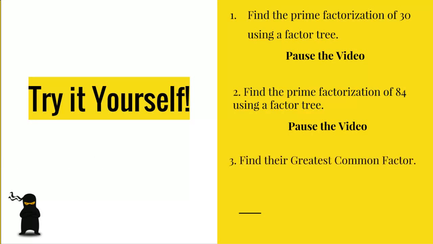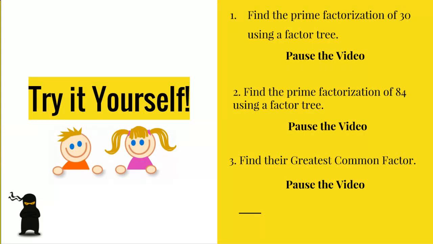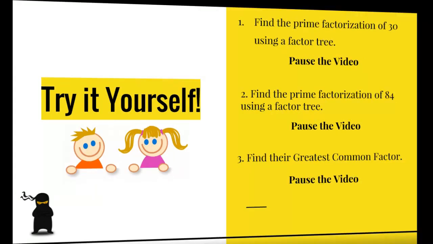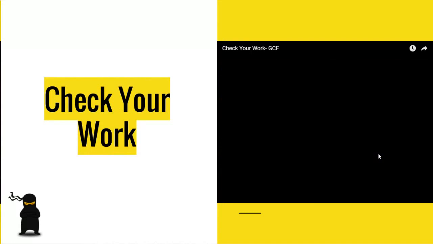Finally, using both of your factor trees, find their greatest common factor. Now that you've found the greatest common factor of both of these numbers, talk with your partner and share your strategy. Let's check your work.